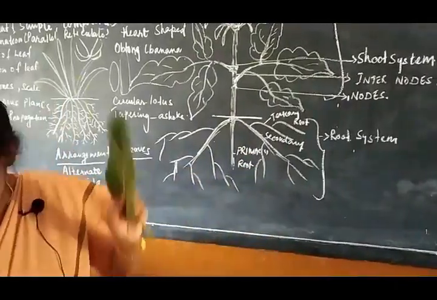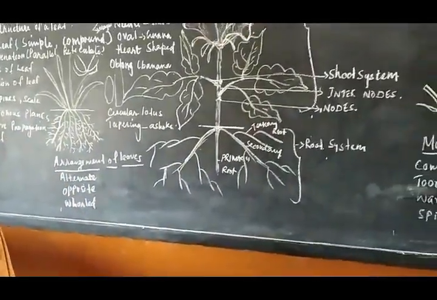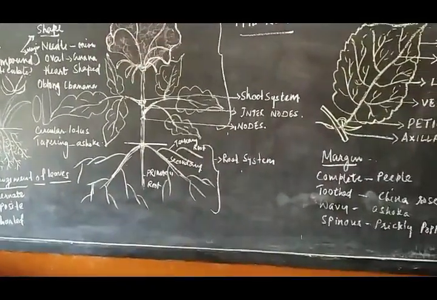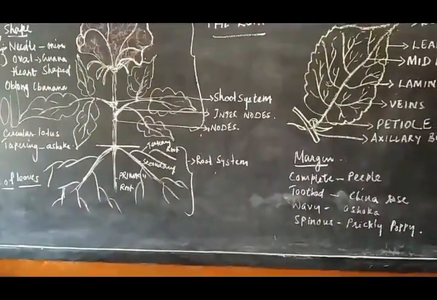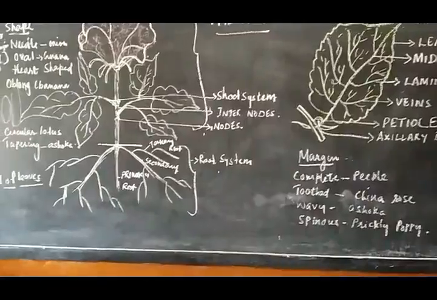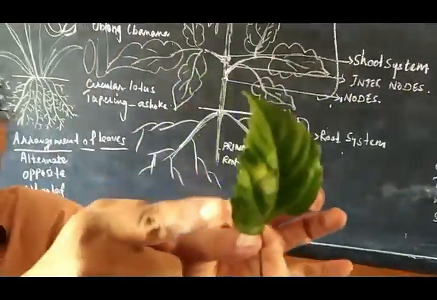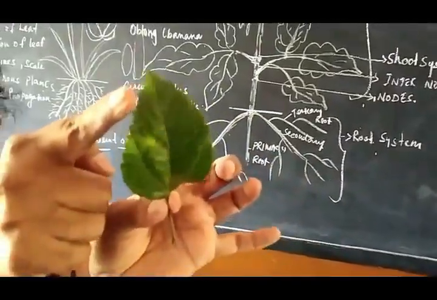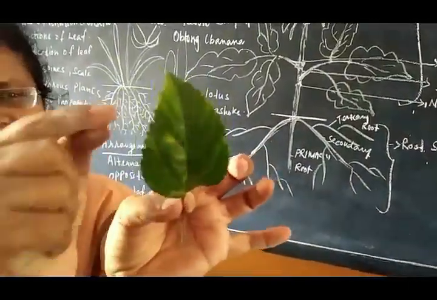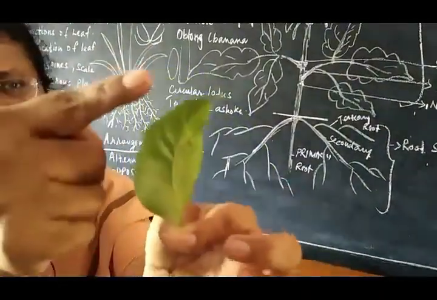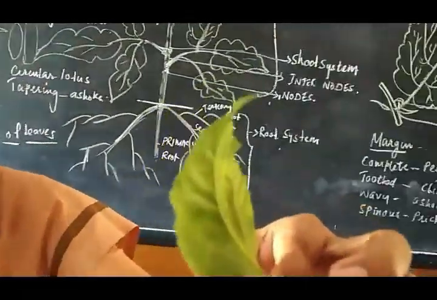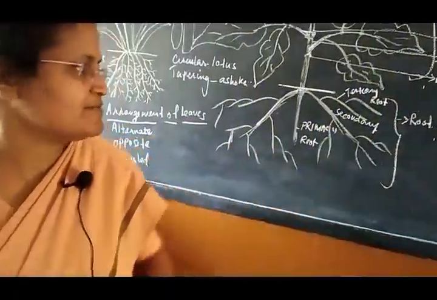Whereas toothed, the best example is your rose plant or your China rose plant. Look at the China rose leaf. It has got teeth, just like our teeth. It has got a toothed margin, a pointed margin. Look at the margin, it has got a toothed margin. Similar are your rose leaves too.